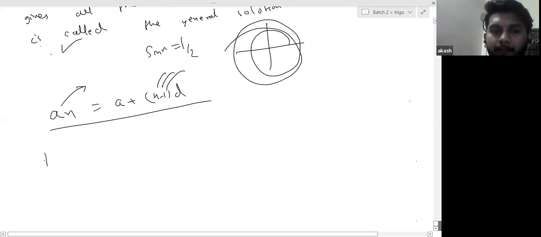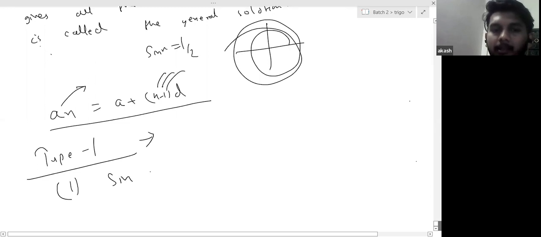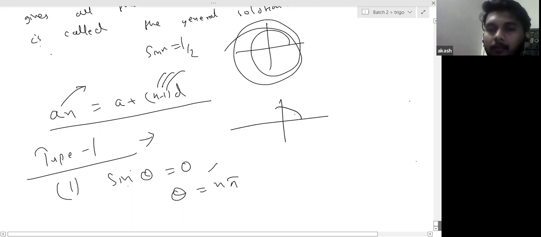So write down type 1. When sine theta is equal to 0. They'll give you sine theta is equal to 0. So what will be the general solution? Theta will be n pi. This you will have to memorize, all the formulas. Sine theta is 0 at integral multiples of pi. Sine is 0 here and here, right? So 0, pi, 2 pi, 3 pi, 4 pi, and so on. So at theta equal to n pi, where n belongs to integers, sine theta is 0.